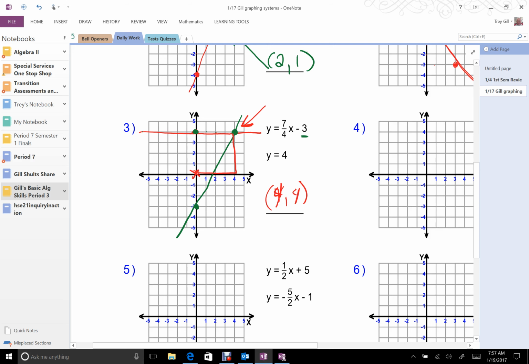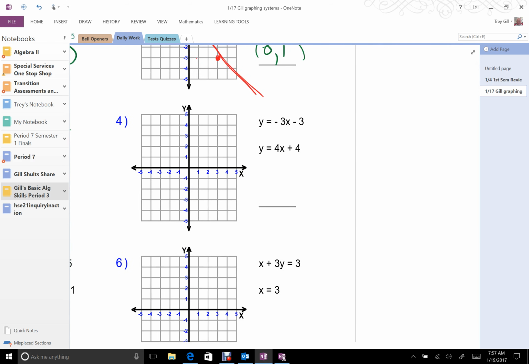Alright, let's do one last one. Go ahead and take a few seconds, stop the video. Alright, the last one here, for today at least. First one's already set up beautifully. We've got a negative 3, so I'd go down to negative 3, put my dot.